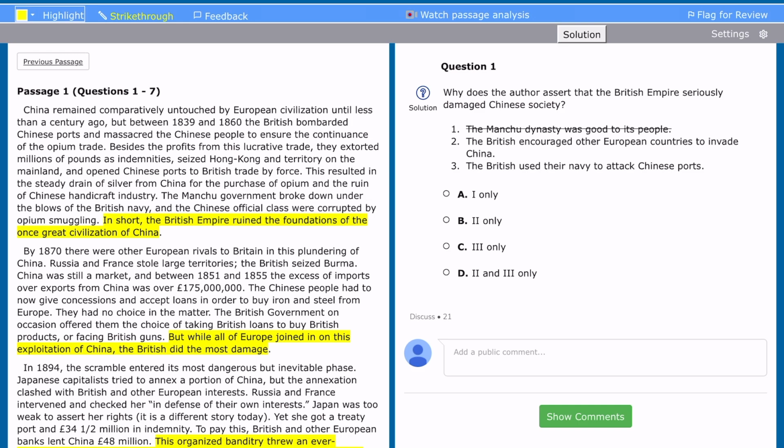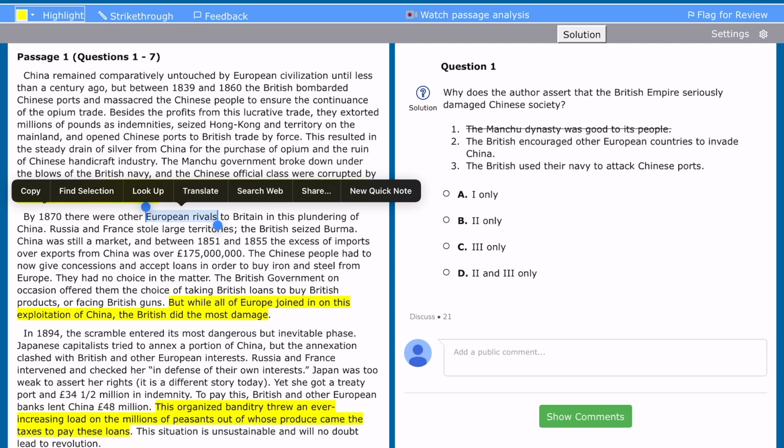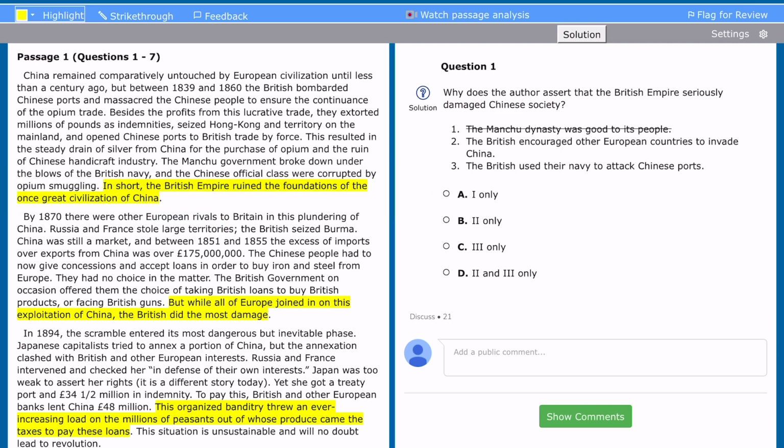2, the British encouraged other European countries to invade China. So in paragraph 2, they talk about the British and their relationship to the other European countries. By 1870, here, there were other European rivals to Britain in this plundering of China. Russia and France stole large territories. The British seized Burma. China was still a market. But again, these are described as European rivals to Britain. Rather than the British encouraging them to go, the British felt like their profits were being cut into by these other European rivals. So 2 is also completely incorrect.